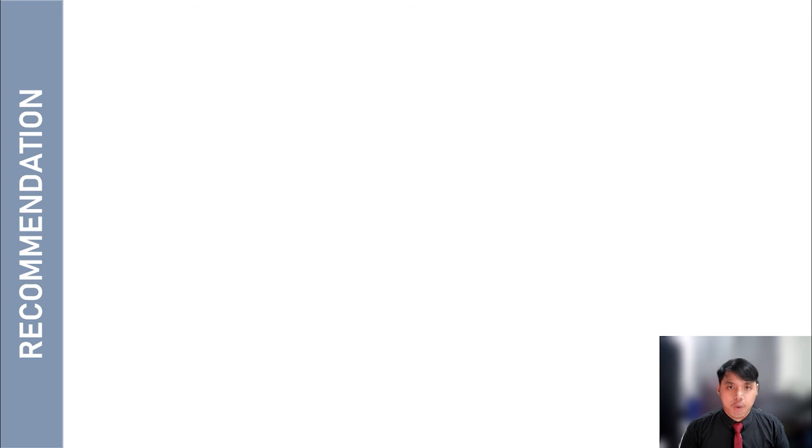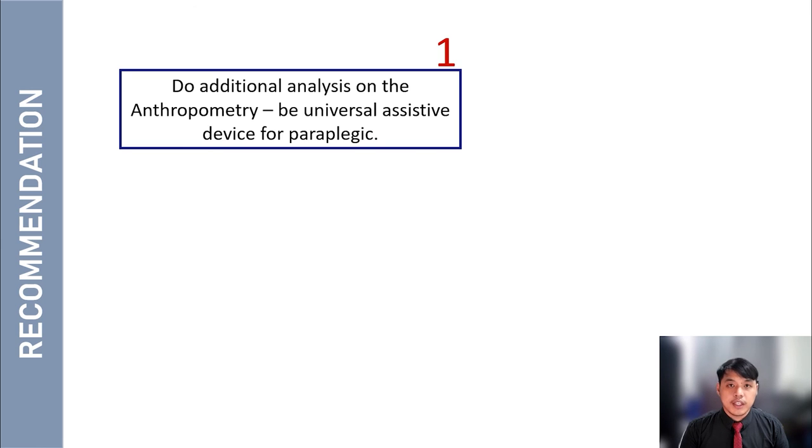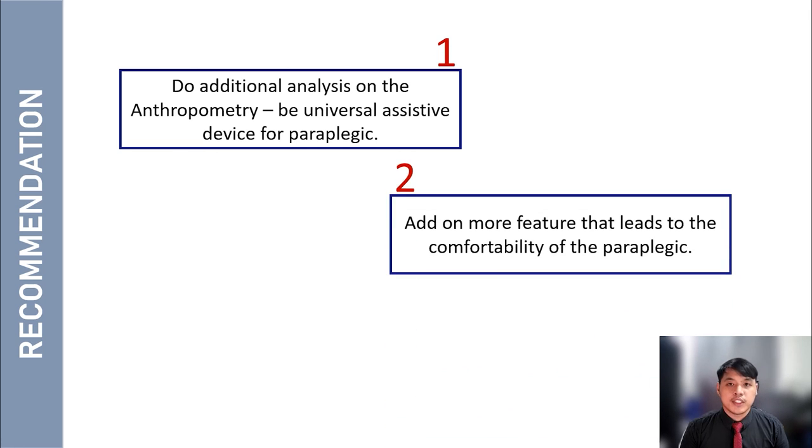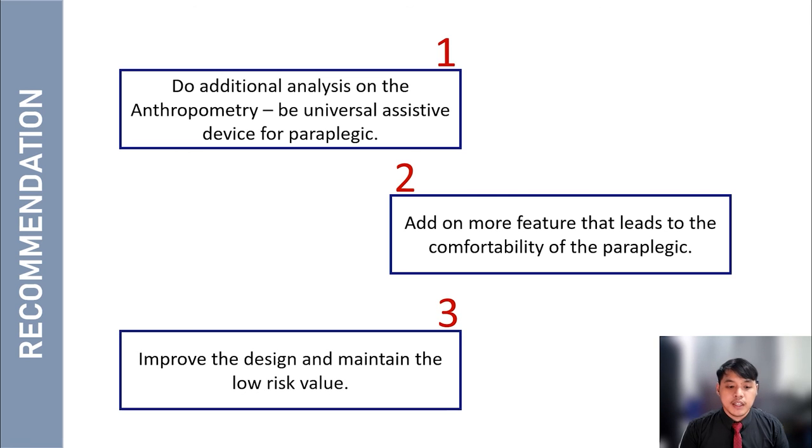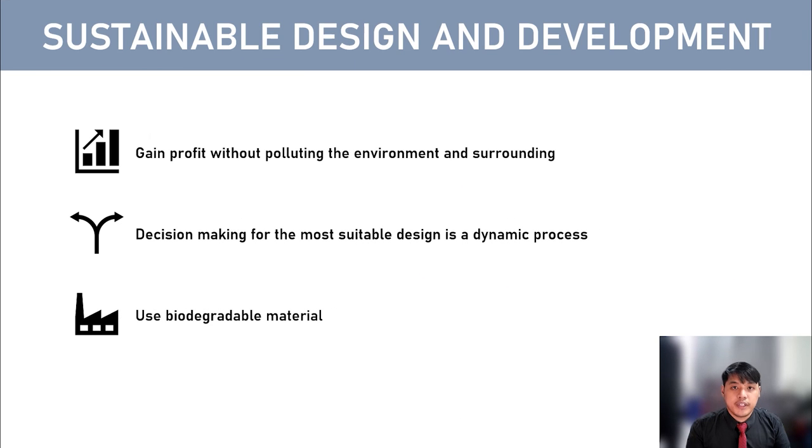However, there are some recommendations for those who probably want to continue this research. First, do additional analysis on the anthropometry, to be a universal assistive device for paraplegics. Next, add more features that lead to the comfortability of the paraplegic. And lastly, improve the design and maintain the low risk value. During the research, I found that decision making of the most suitable design is good for sustainable decision and development because it is a dynamic approach. And the most important is the profit gain without polluting the environment and surroundings, and also the use of biodegradable material.